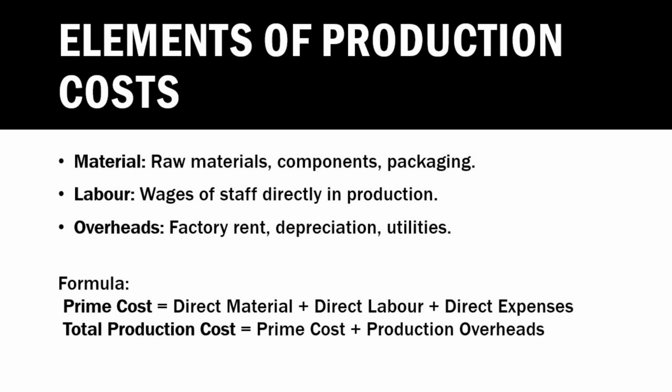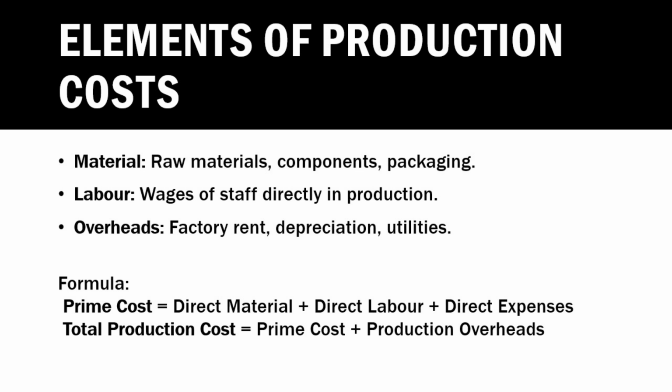There are three standard elements. Material: this is raw materials, components, packaging, anything physically going into the product. Labor: this is wages of staff directly involved in production. Overheads: this is the supporting cost of running production, such as factory rent, factory electricity, machine depreciation, and so on.